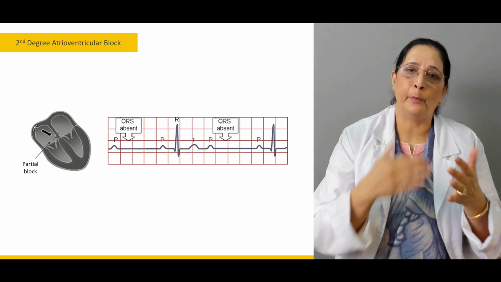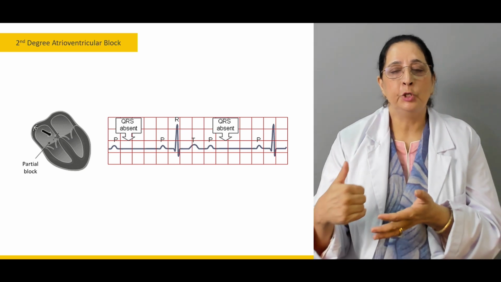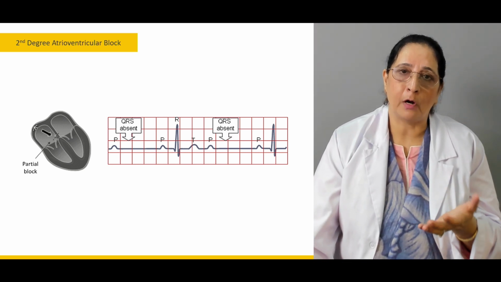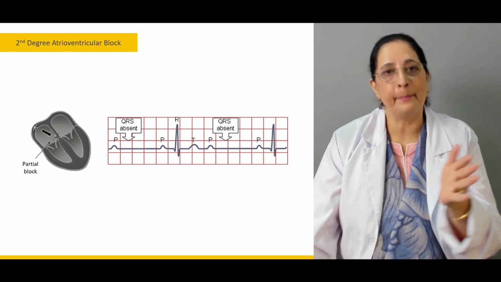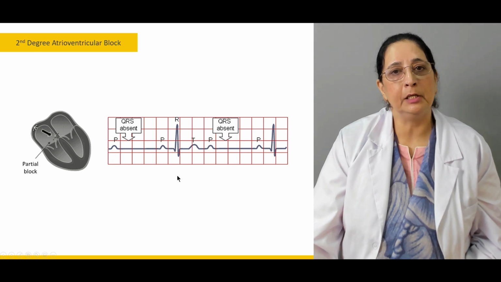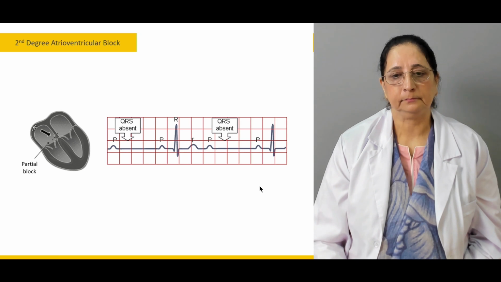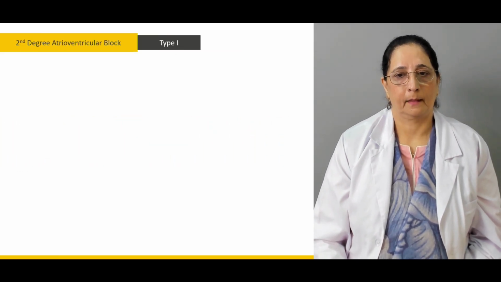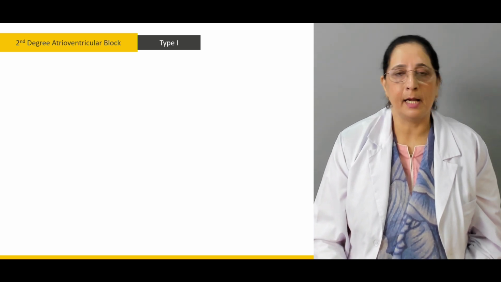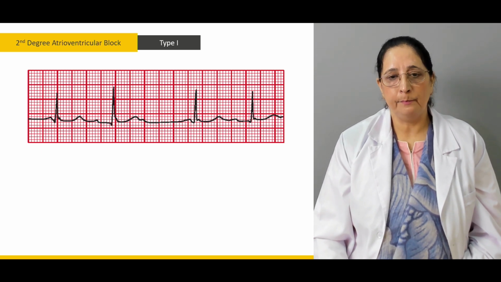And why is it not forming? Because the impulse is not reaching from the AV node to the ventricles, and because it's a partial block, not the complete block, some impulses reach, some don't. So in some areas you see the QRS complex, in some areas it's absent. Second degree AV block has type 1 and type 2. That's the type 1 AV block.